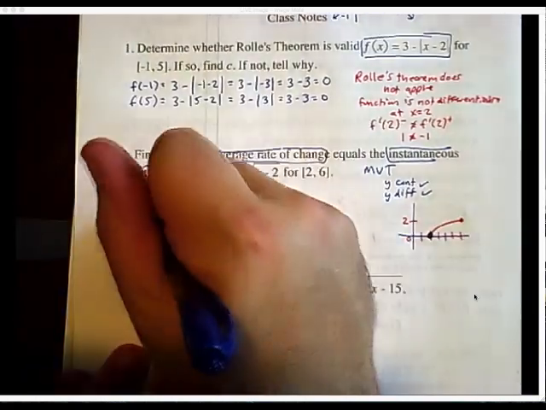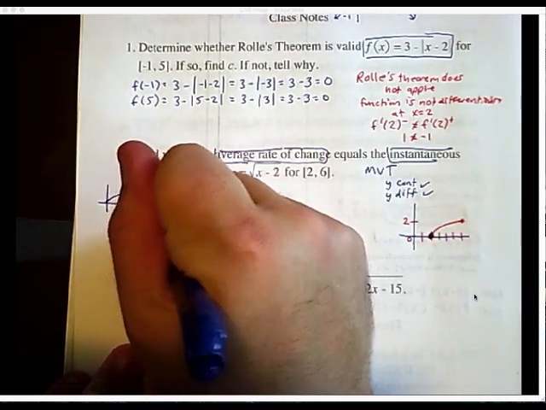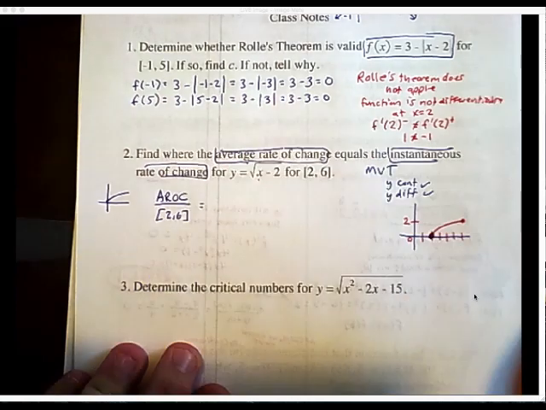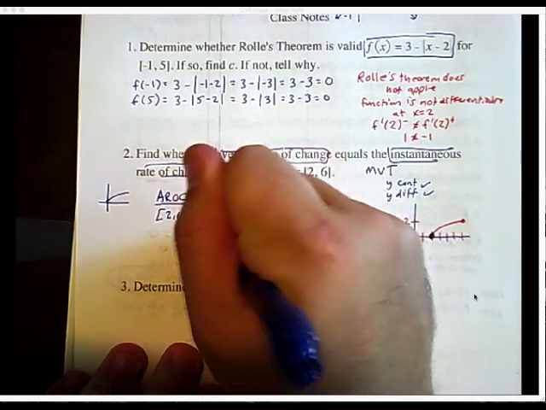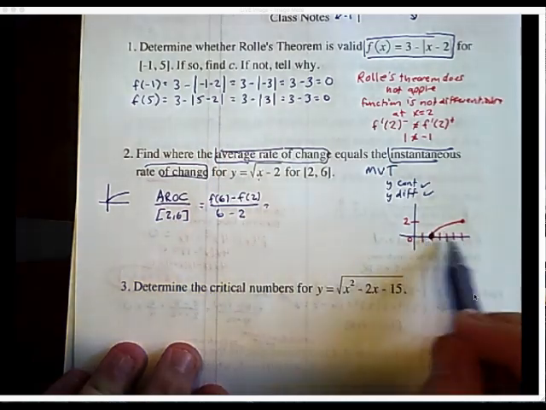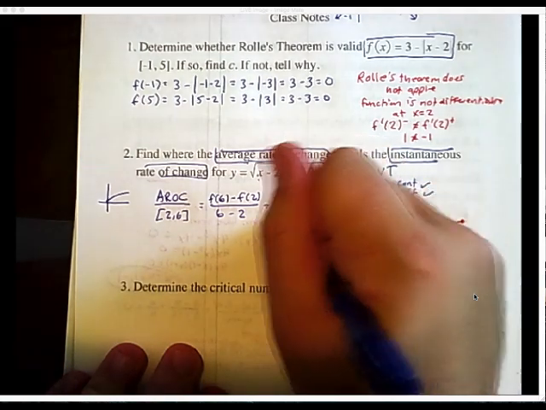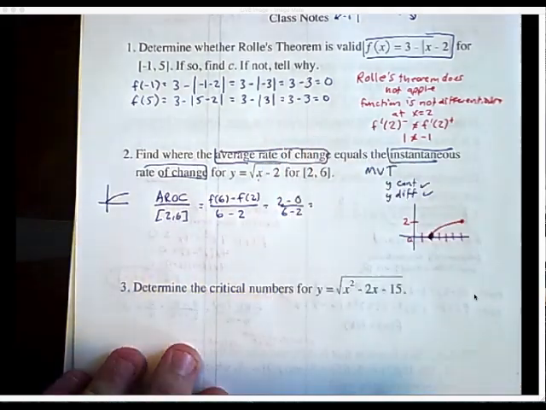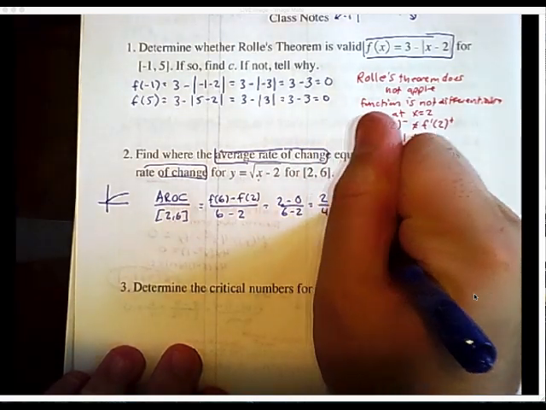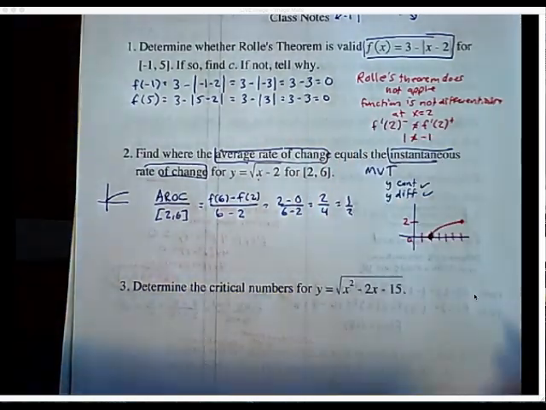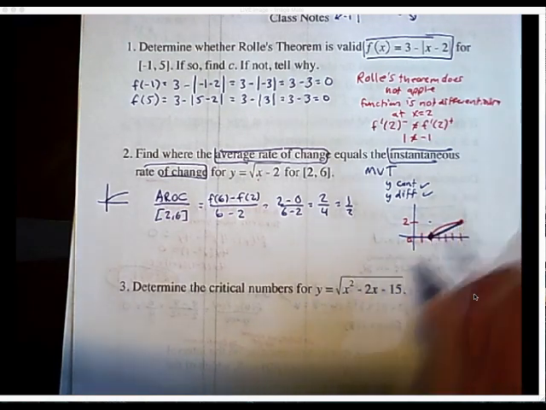So let's figure out the average rate of change first, between 2 and 6. We would do f of 6 minus f of 2 all over 6 minus 2. Well, what is f of 6? It's 2. What's f of 2? It's 0. All right, 2 minus 0 is 2. 6 minus 2 is 4. So the slope of the secant line here is a half, because I'm rising 2 and I'm running 4.